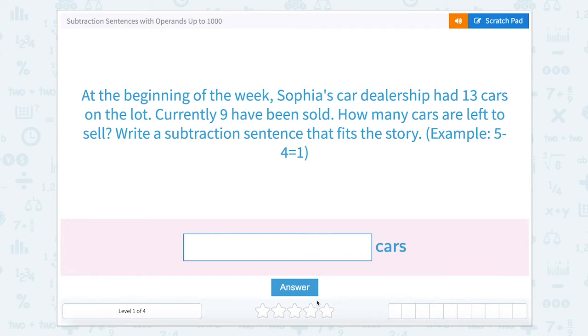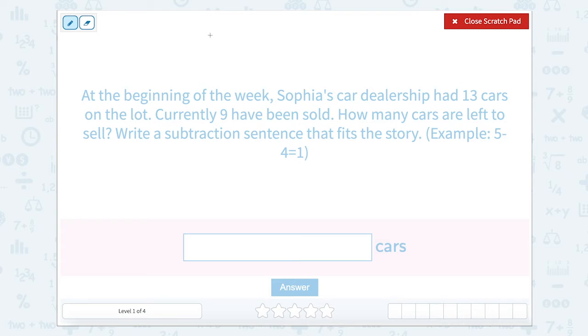Today, let's work on subtraction sentences with operands up to 1,000. At the beginning of the week, Sophia's car dealership had 13 cars on the lot. Currently, 9 have been sold. How many cars are left to sell? Write a subtraction sentence that fits the story.